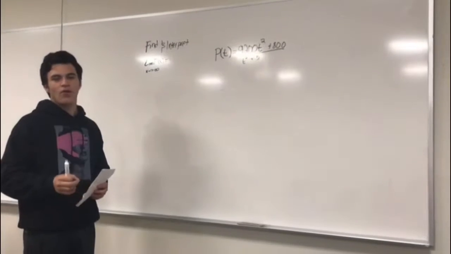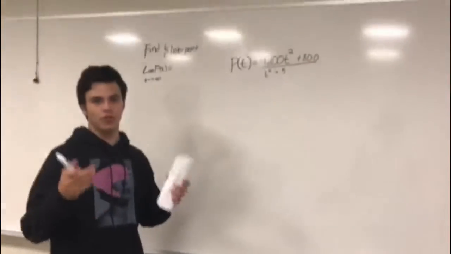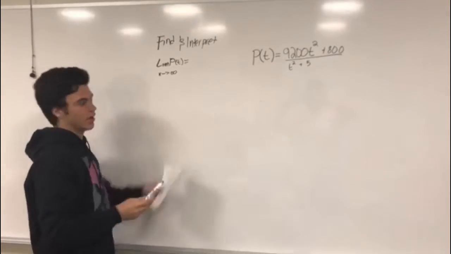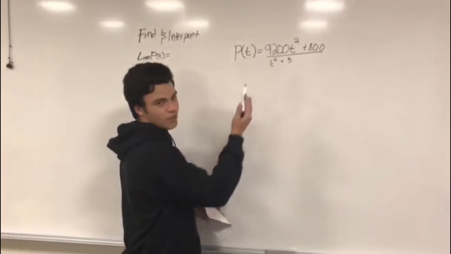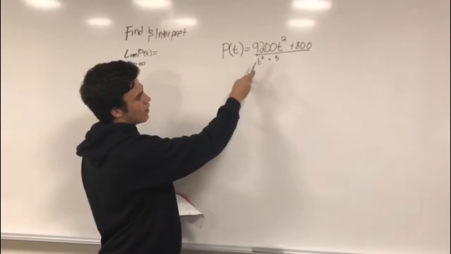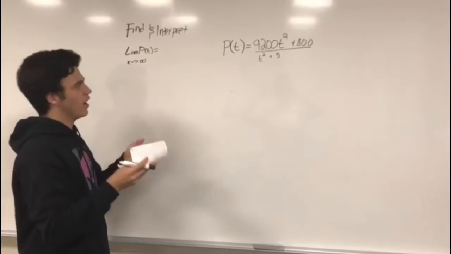Okay, in this problem, we're given an example of a small town where the population is increasing throughout the years. We have to find and interpret the limit of p as t approaches infinity. t is set in years. Now here we have that p is the population in terms of years. We have to find out how the population is going to be in t years, in this case in infinity years.